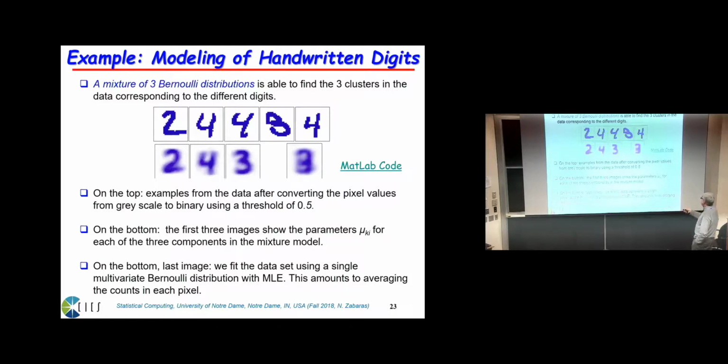Here you fit everything, all of these 2, 4, and 3 to one distribution, and it comes out that the center is 3. Maybe there were more 3s in the data set, or 3 is a more dominant digit among 2, 4, and 3, but this is what you get. So this is a nice type of calculation.